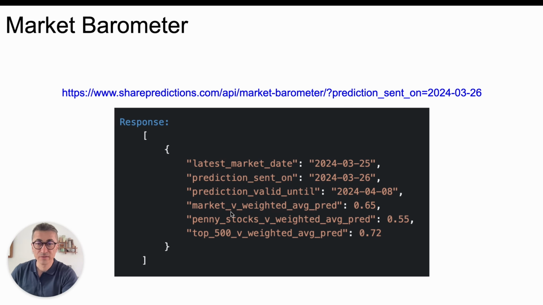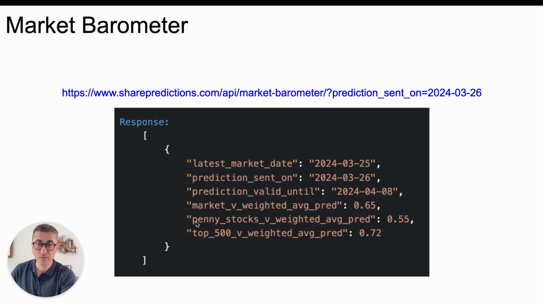And in the returned result here, we see three different predictions. The first one is the market level volume weighted average prediction, which happens to be 0.65, which is 65%. And it indicates a bullish signal for the markets, at least based on the algorithmic calculation here. For which time period again? From the date when we sent out the prediction itself until the prediction valid until date.